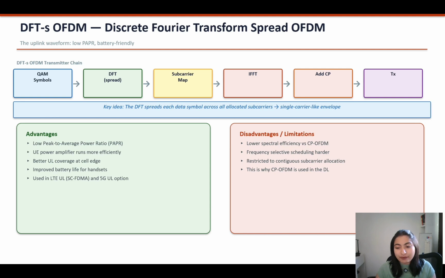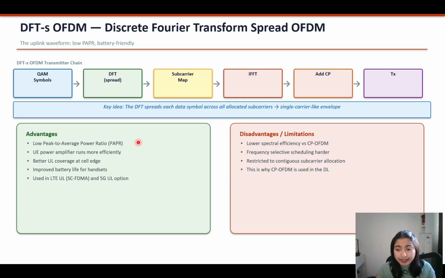So this is why we have DFT-s OFDM. The idea behind DFT-s OFDM is simple. Before you transmit the normal OFDM subcarrier mapping, you first apply a discrete Fourier transform to a block of modulated symbols. This DFT will spread each symbol across all the allocated subcarriers. The effect is a single carrier signal in the time domain. The peaks are lower and the waveform is smoother. This means that the peak to average power ratio drops significantly.